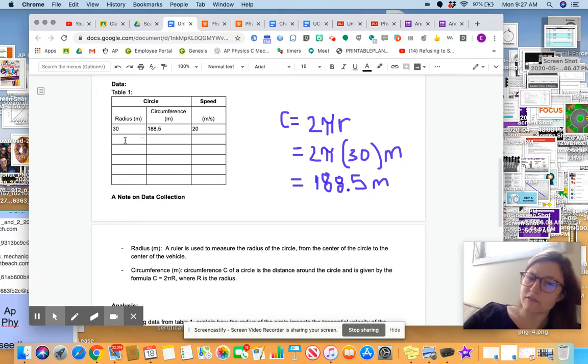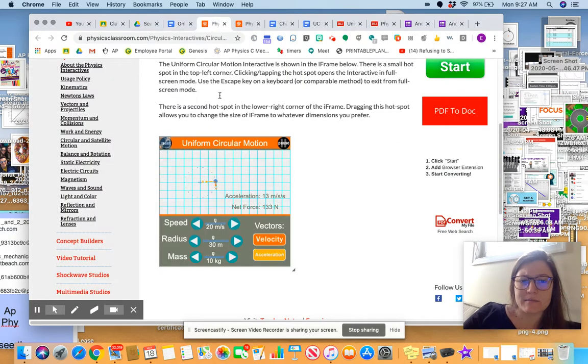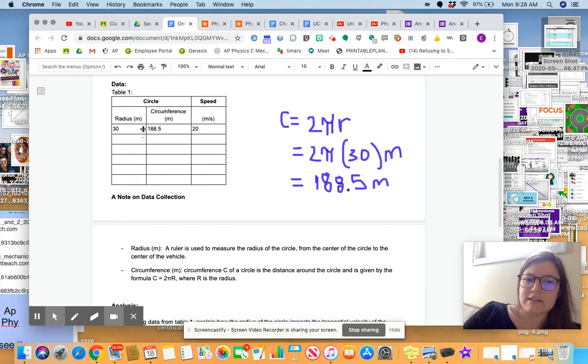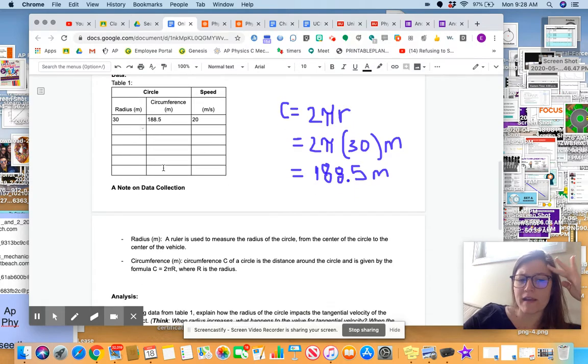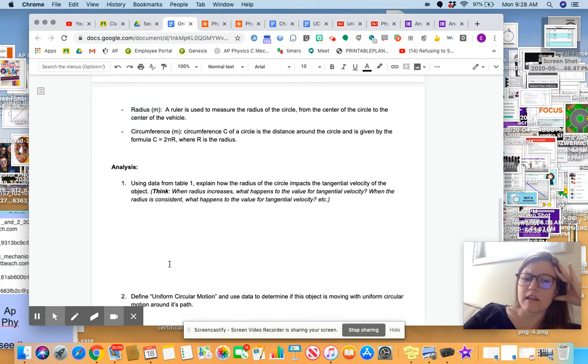Okay, you'll then either increase or decrease the radius, up to you. So then I'd head back to my simulation. I'm going to increase the radius and do the same exact thing. You want to leave the mass constant. Okay, so no need to change the mass. You're changing the radius. You're pressing play. You're going to record tangential velocity and radius for 4 different data points. Using those 4 data points, you're going to answer analysis question 1 and 2.